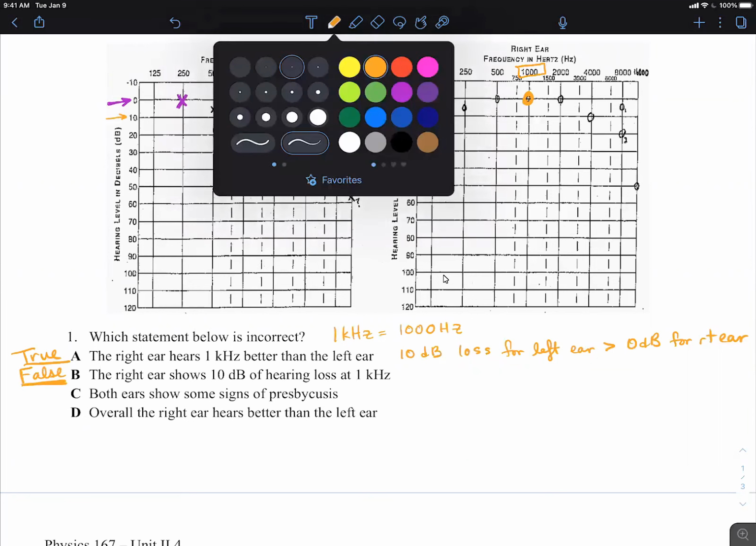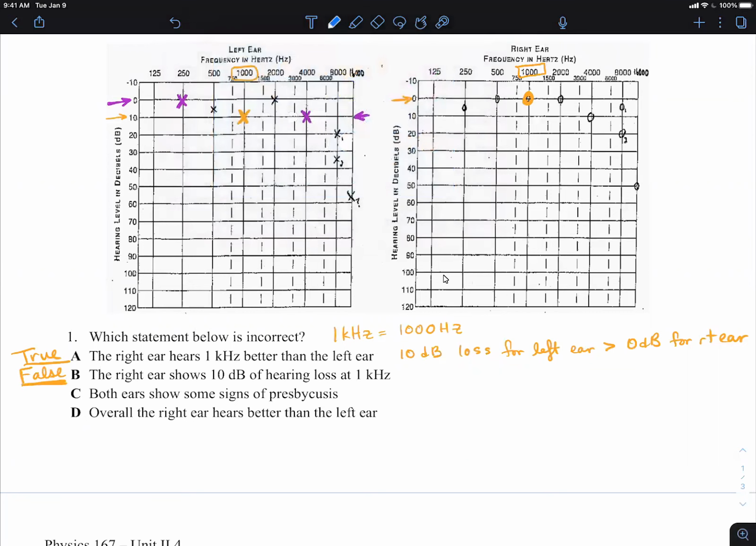Okay. Overall, both ears show some signs of presbycusis. So you see this kind of decrease with hearing at high frequencies. I didn't go through the zeros, but this kind of decrease thing going on. Those are examples of presbycusis. Okay, so that is a true statement. That's kind of the normal high frequency loss associated with just a lifetime of noise exposure. Can be worse if you have a career where you're exposed to lots of noise.